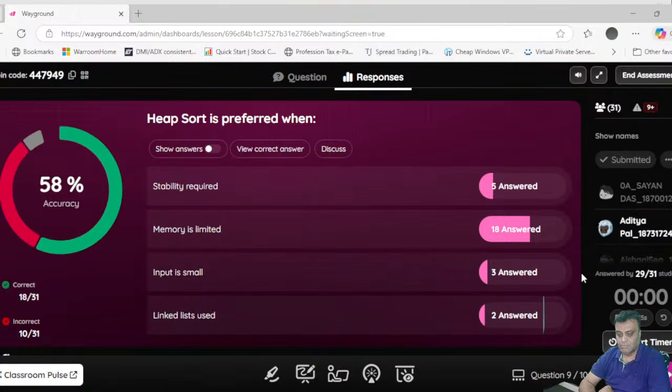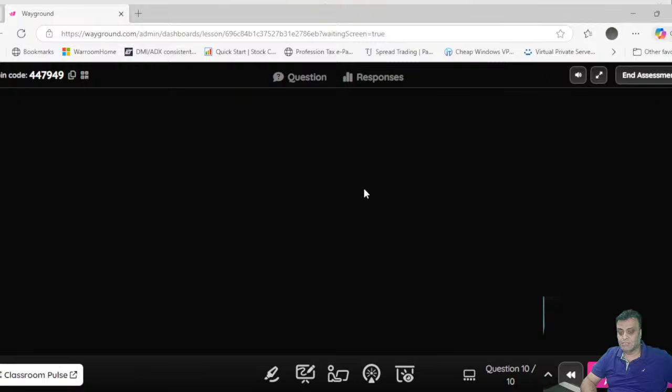Ishani has come up good. Heap sort is preferred when memory is limited. Heap doesn't take memory. Absolutely correct. Right? Stability required. Heap sort is not stable. Just now we have seen that. So why did 5 of you answer this? Memory is limited is when heap sort is preferred. And that's why I'm saying that the table is important for you to probably not mug up, but understand. Otherwise you will not be able to answer such questions. Fill in the blanks they might give and you will not be able to answer.